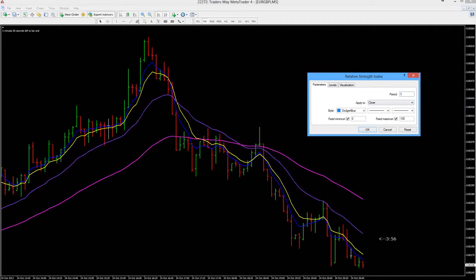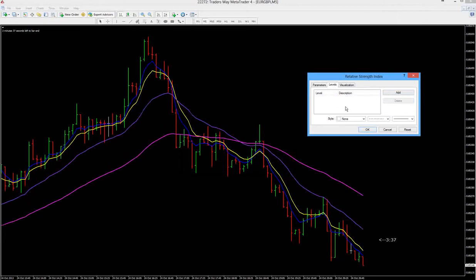We're going to be working with a 5-minute time frame, so let's change that period to 3. We want to make sure it's applied to close and not open. And let's go to levels. By default, these levels are going to be 70 and 30. We're going to be working with a much smaller time frame than what it was originally set up for.